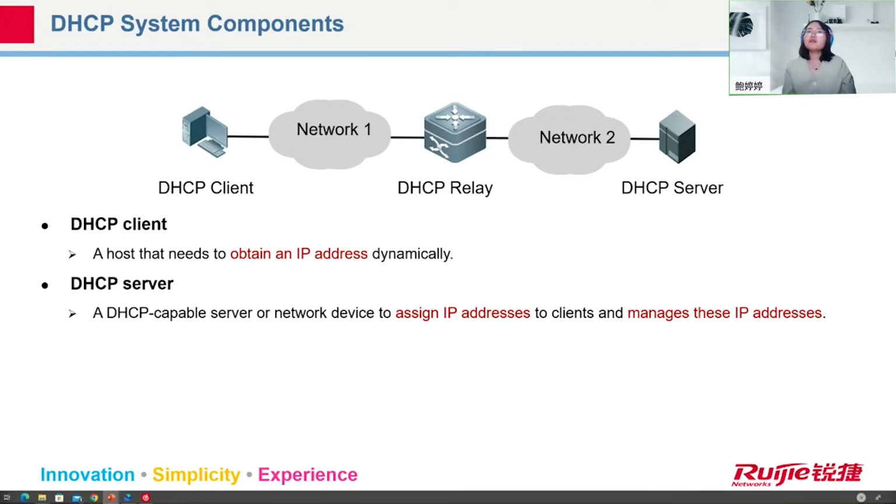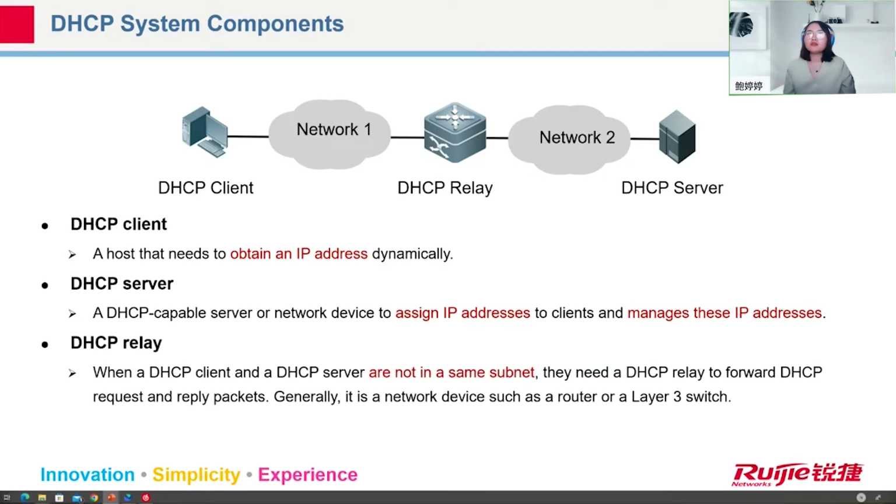So if in your network you have several departments in different broadcast domains, but you only have one DHCP server, you have to deploy the third role, which we call DHCP relay. The relay is used in the network where the DHCP client and the DHCP server are not in the same subnet. In this scenario, we have to deploy the DHCP relay.